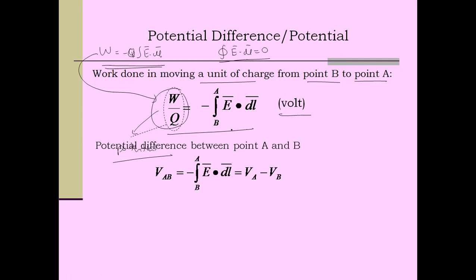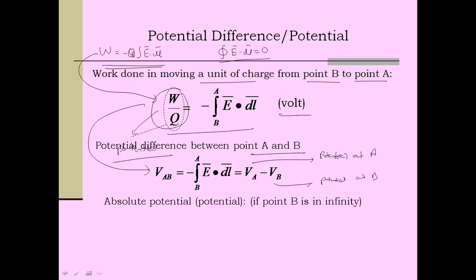Because we are dealing with 2 points, where we have the initial point B and the final point or end point A, this potential is further known as a potential difference, the potential difference between the 2 points A and B. So the W over Q can be written as VAB, which is defined to be the potential difference between the point A and the point B. We can also write this as VA minus VB, in which VA is the potential at A, and VB is the potential at B.